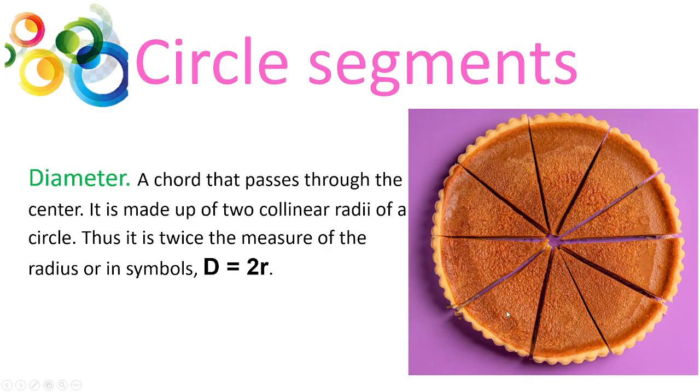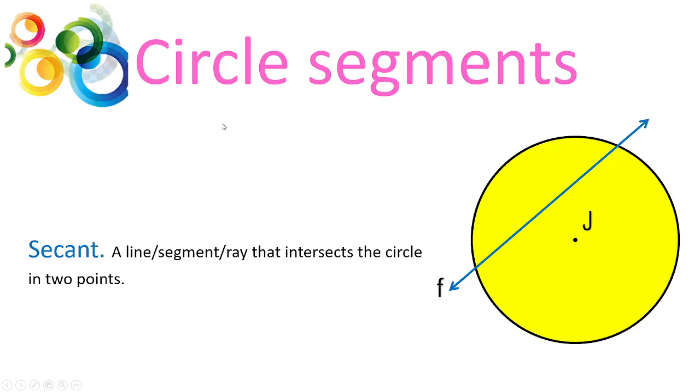So right here you have the diameter. And next will be secant. A secant can be a line, segment, or ray for as long as it intersects the circle in 2 points. As you see here, the blue line F intersects circle J at two points.